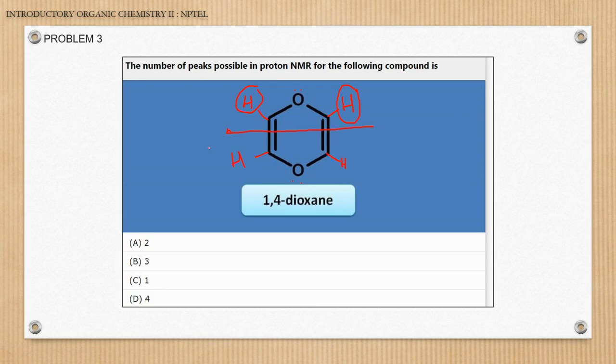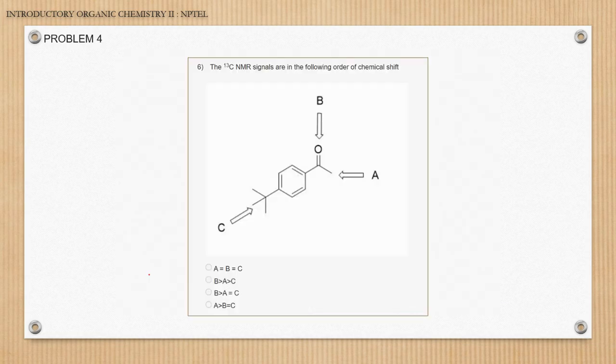Is it clear to all of you why they are showing only one peak? Okay, assuming that you have got the answer, this particular compound will show only one peak possible in proton NMR. So the correct answer will be option C. Please respond so that I can know that you are here. So, coming to problem number 4 now.